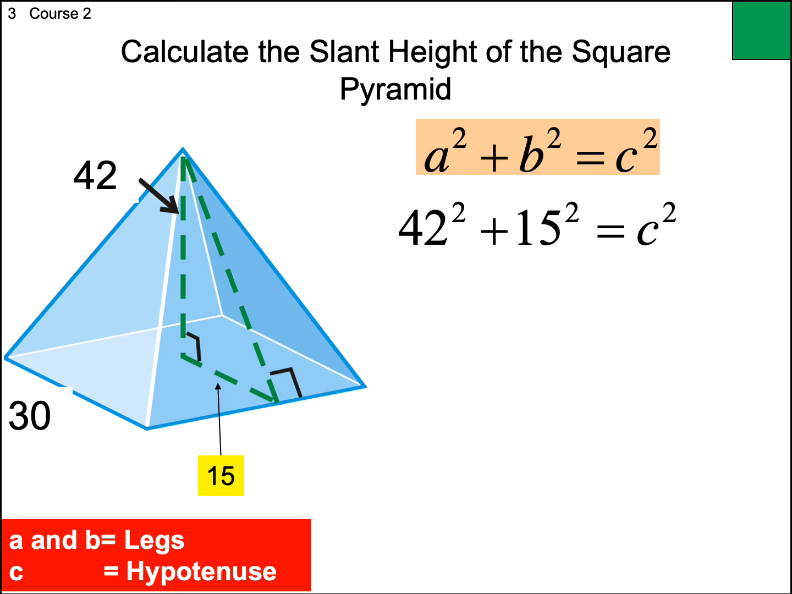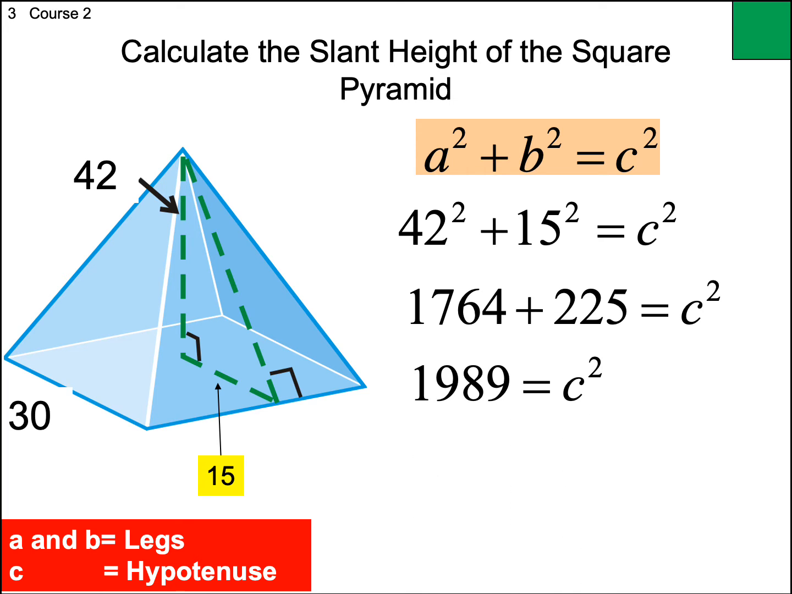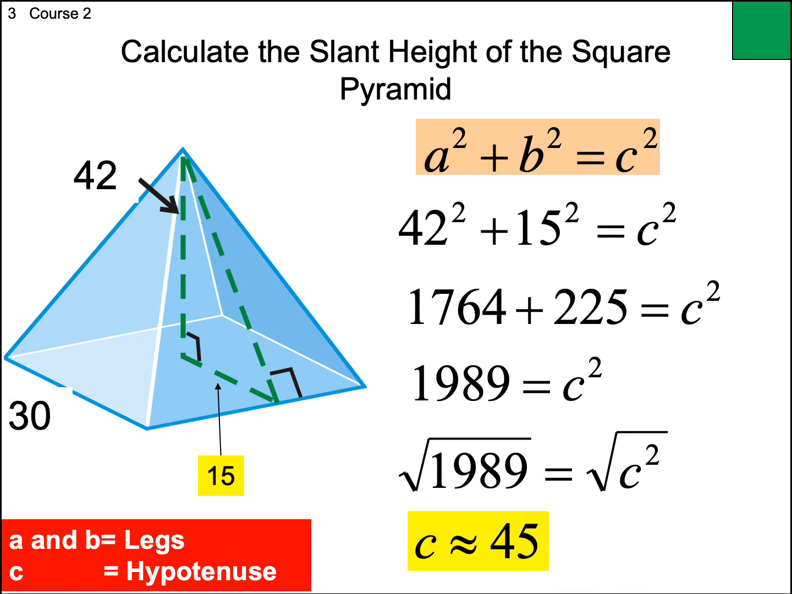So that would be 42 squared plus 15 squared equals c squared. Ooh, then we definitely need a calculator for this. 42 squared is 1764. 15 squared, one of the perfect squares you're supposed to have memorized, is 225. We add those two together, take the square root of both sides, and we get about 45 units. 45 units. Got it? Okay, for those who need to see that again, rewind the video and play those three examples again.